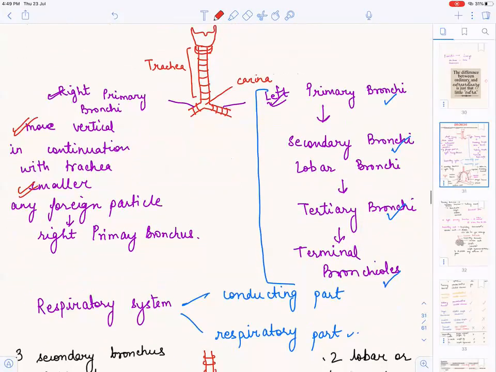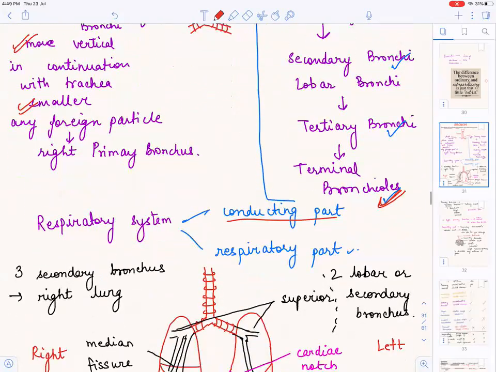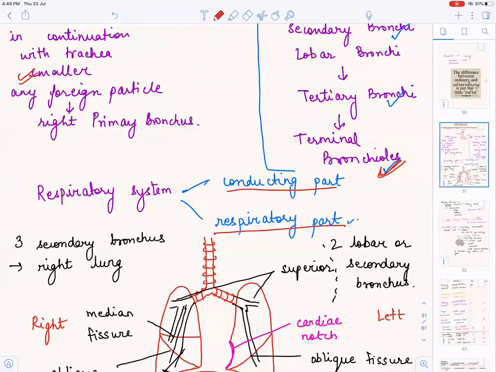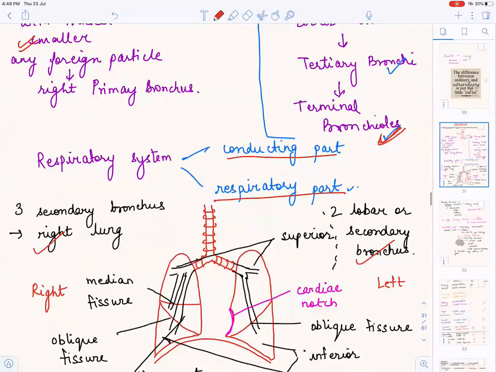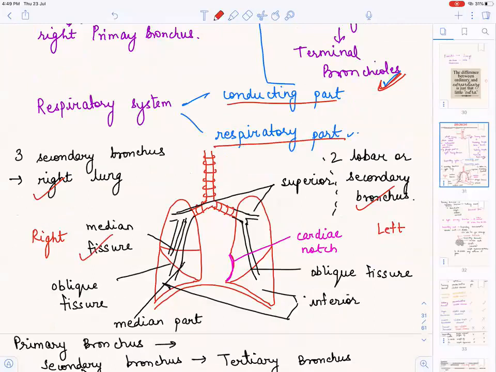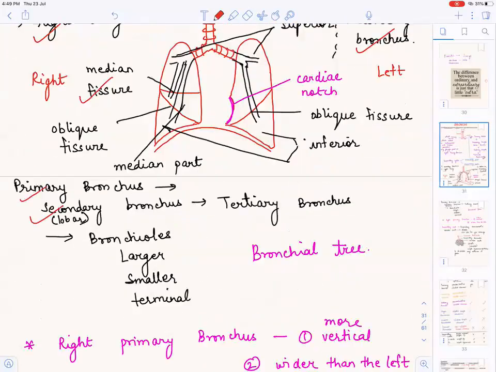And about the conducting part, what did I tell about the conducting part? That it ends at the terminal bronchioles, and from there starts the respiratory part. And there are 3 secondary bronchi in the right lung and 2 in the left, because of the cardiac notch. So primary bronchus, secondary bronchus, tertiary, and bronchioles. This is known as the bronchial tree.